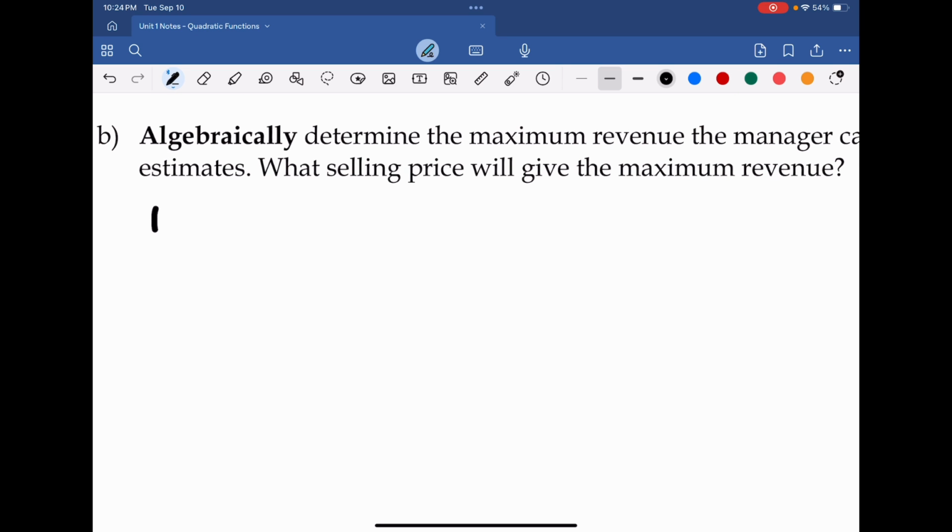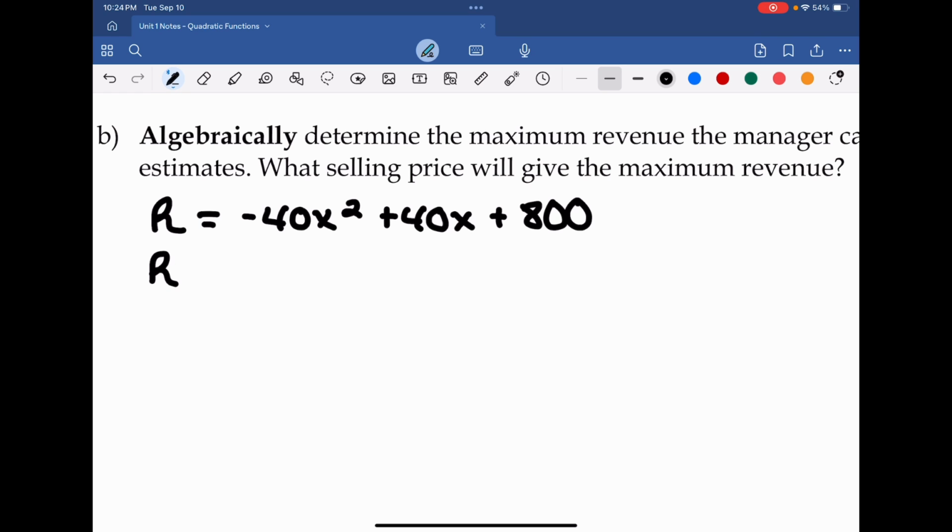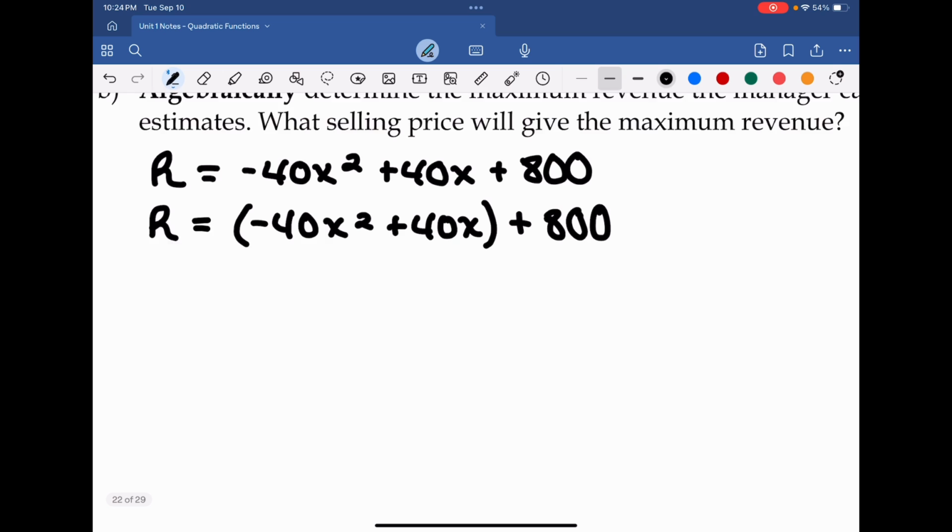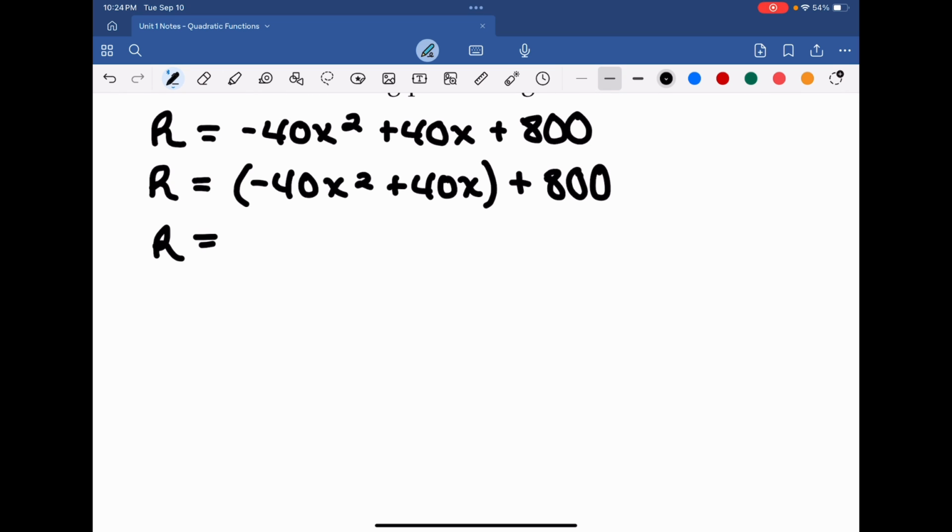I'm going to take this revenue statement, write it out again. Revenue is equal to negative 40x squared plus 40x, and then plus 800 on the end. Now, what we're going to do is group our first two terms. So revenue is equal to bracket negative 40x squared plus 40x, close the bracket, plus 800. From here, we're then going to remove a common factor. Revenue is equal to negative 40 times x squared. If I take 40 and divide it by negative 40, this is negative 1x. Close the bracket, plus 800.